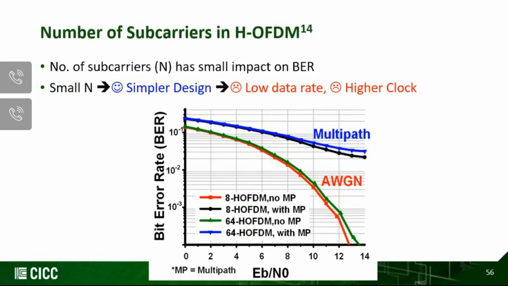And also, the other thing was in the first version we used 64-point FFTs. Can we actually try reducing the number of subcarriers? So we found that by reducing the subcarriers from 64 to 8, there's minimal impact on the BER, whereas a smaller number of N means simpler design, but at the cost of low data rate and higher clock. Typically, the low data rate will be a big problem in conventional RF, but since our data rate is targeting megabits per second, which is relatively low, this is not a big overhead. Higher clock may be an issue, but that depends on how we design the system.